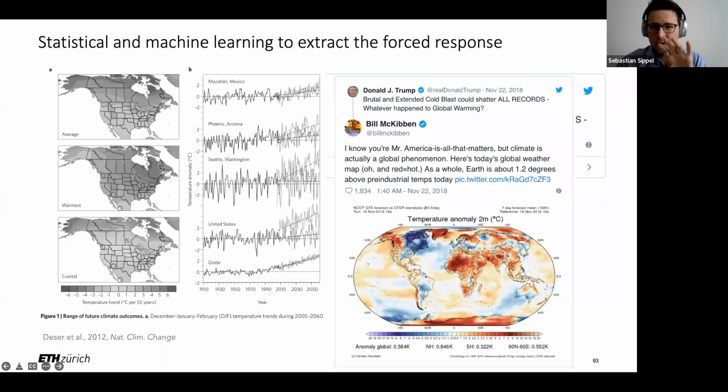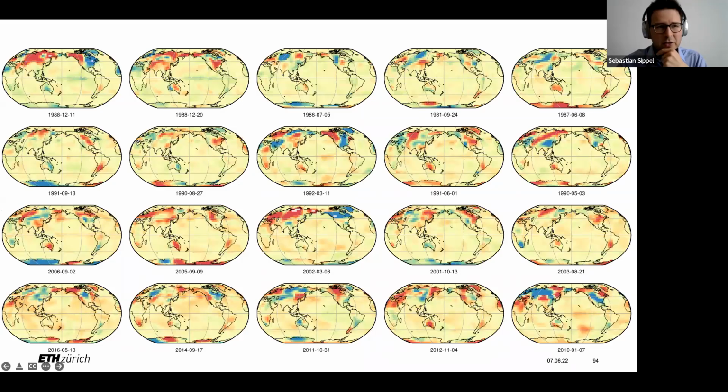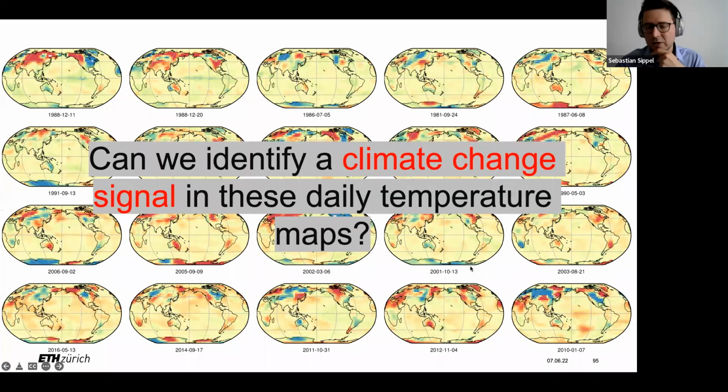Now we were seeing that a few years ago, and we were wondering: these are daily temperature maps from reanalysis, the top row is the 1980s, the second row is the 1990s, and the bottom row is the 2010s, so just random days. We were asking ourselves, relating very much to traditional detection and attribution, can we identify a climate change signal in these individual daily temperature maps? So we're looking at individual days, but from a global perspective, because on a regional scale we couldn't do that.